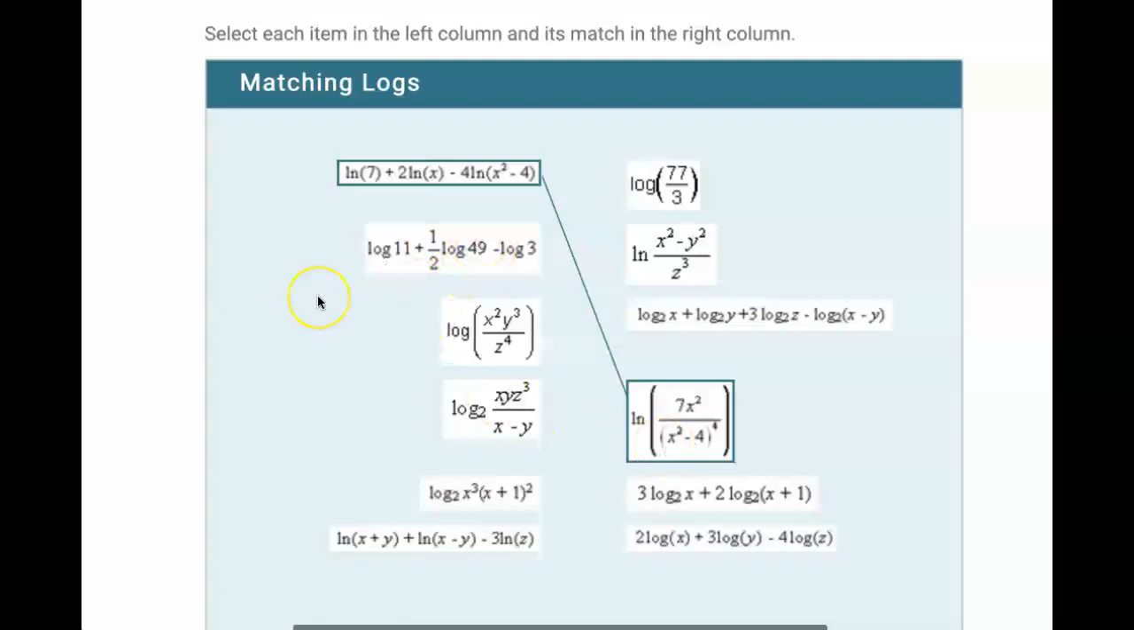So again, maybe to walk you through one more here. All right, I bring this half power up, okay?